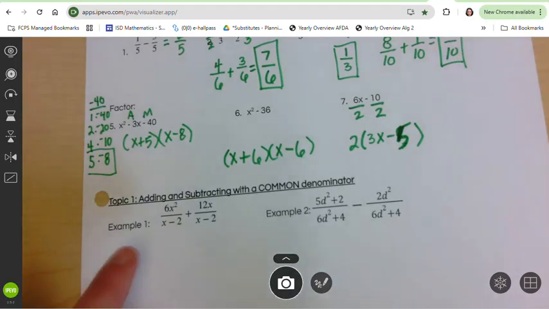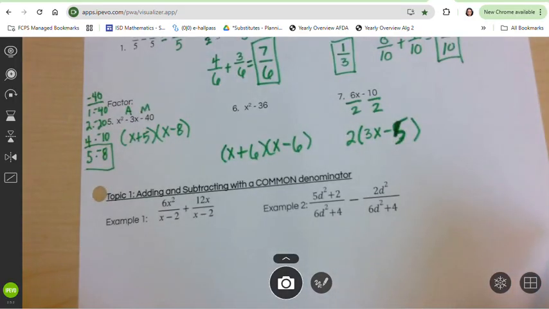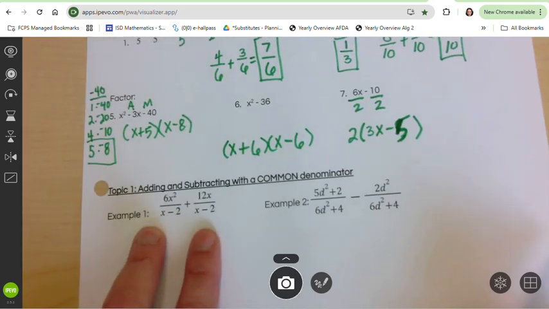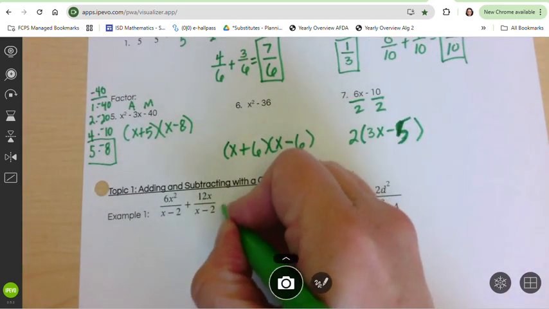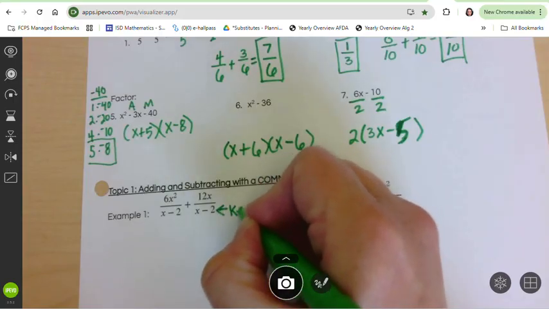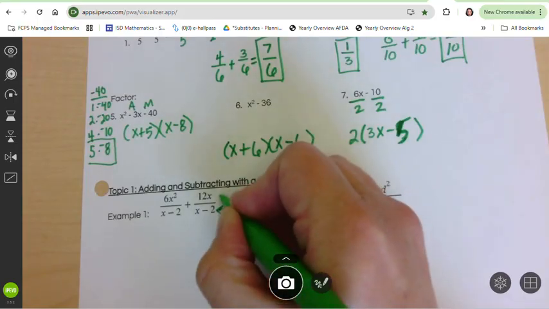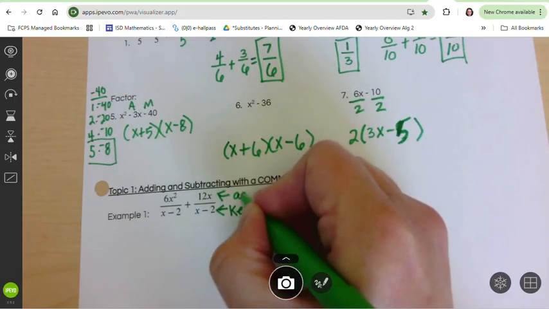All right, so we're going to do 2 examples, and then you're going to try the 2 practice problems below it. It's an adding problem, so we need a common denominator. Do we have a common denominator? Good. So keep your denominator, and then add your numerators.